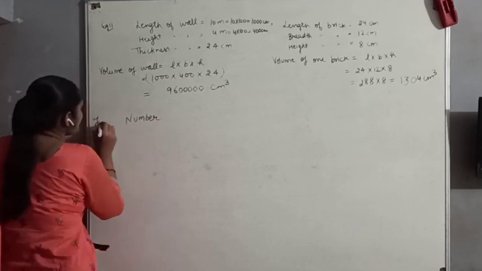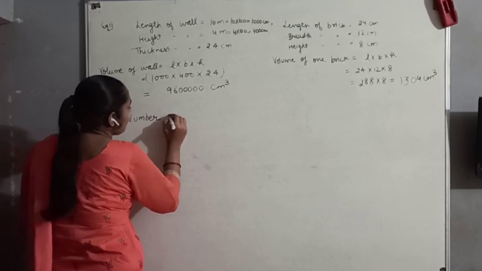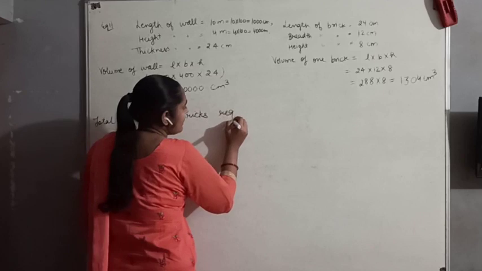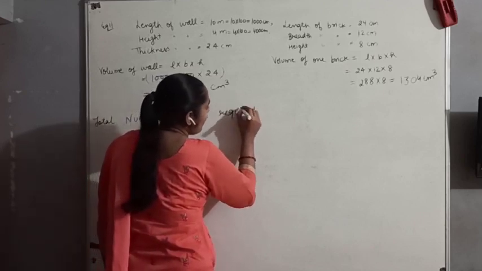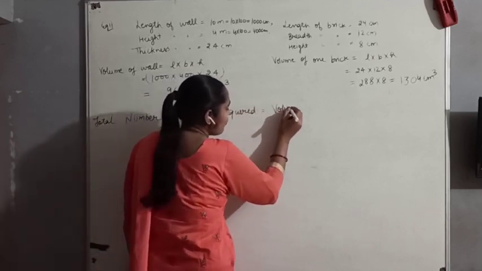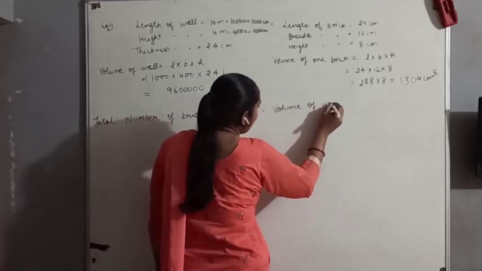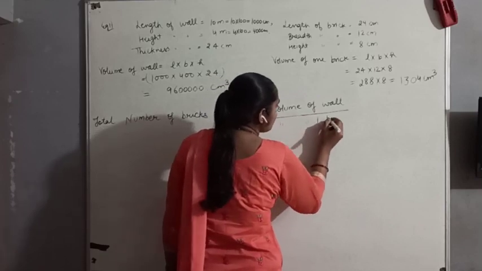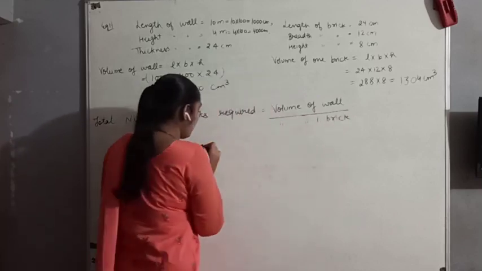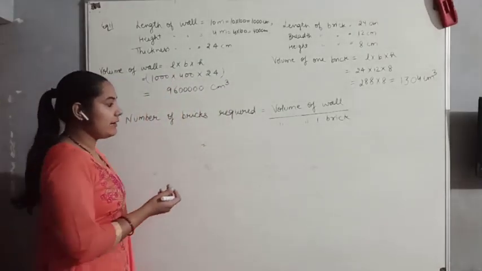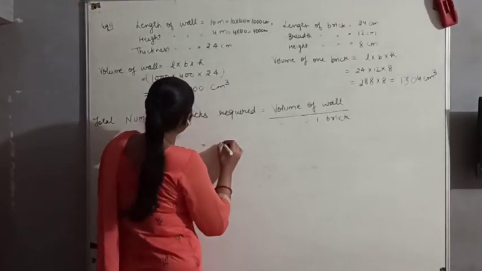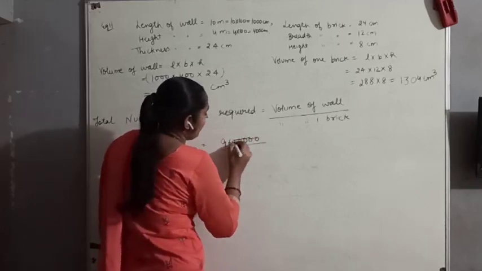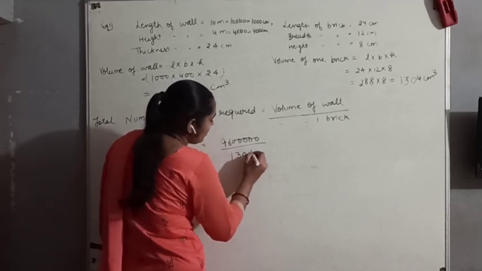Total number of bricks used to make wall. Total number of bricks required, that will be equal to volume of wall divided by volume of one brick. If we divide total volume with volume of one brick, then we get number of bricks, that is 96 lakh divided by 1304.